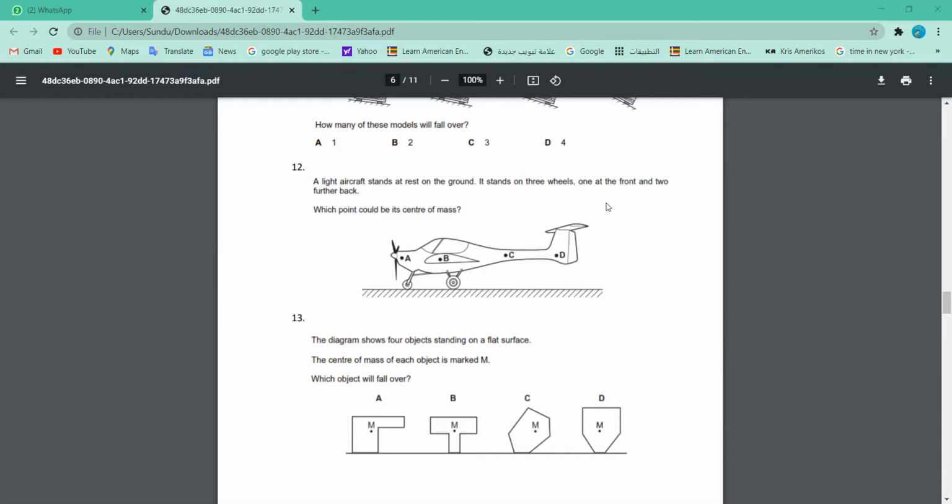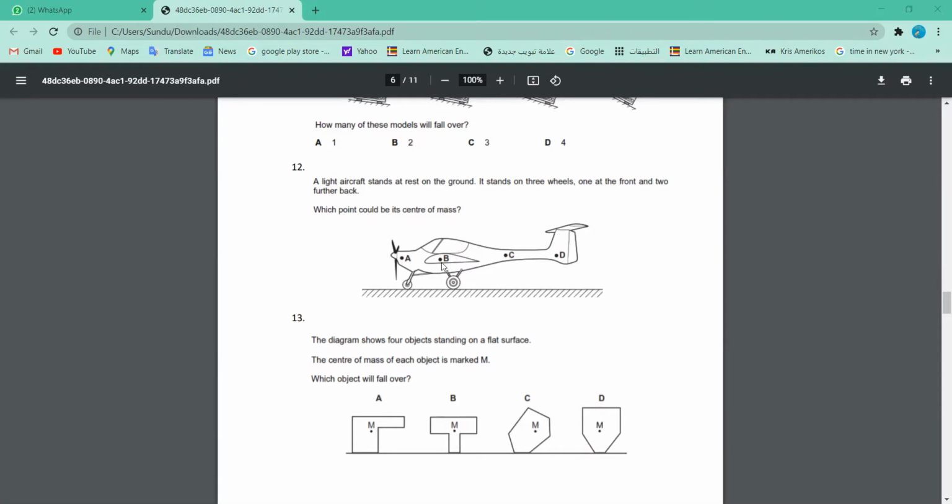Secondly, they also gave some hint here. There's only 1 wheel at the front and 2 further back, meaning I can see these wheels are bigger and there are 2 of them and there's only 1 at the front. This also shows that there is more support required here to counteract the weight. And weight must be at the center of mass. I mean, weight acts through the center of mass.